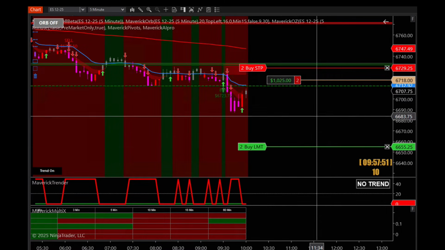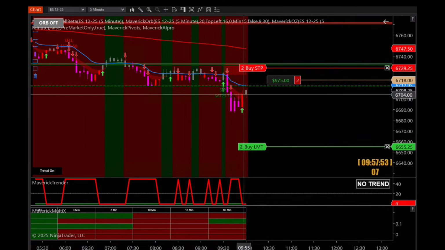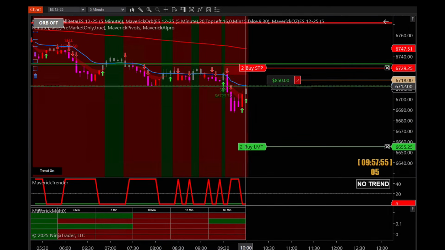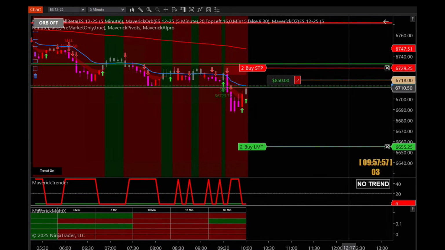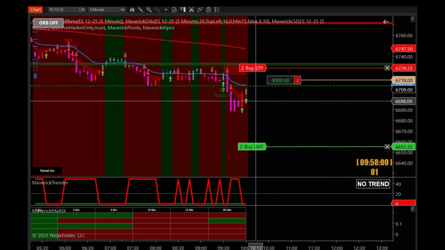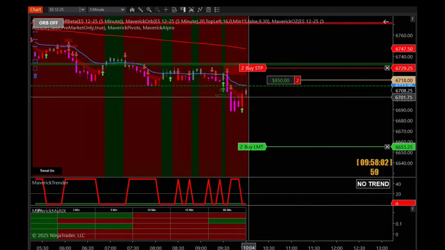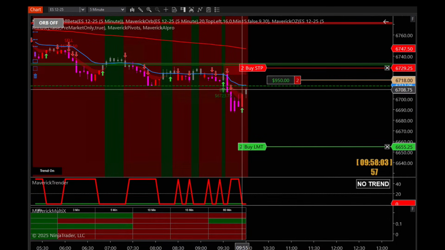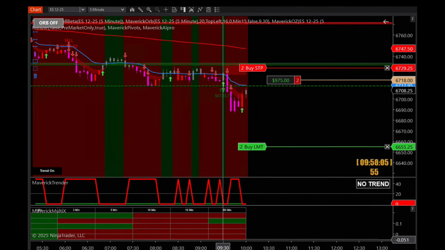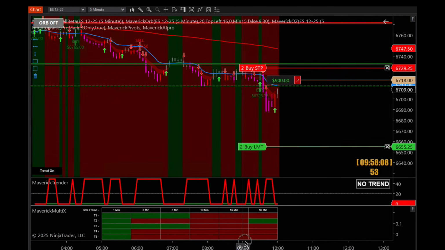And now I'm just going to watch this to see if it respects the Maverick guide. If it doesn't, if it starts to break above it, I'll just close it out for a nice little gain. But I'm kind of thinking it might respect it here, the way it's looking, what my indicators are telling me.